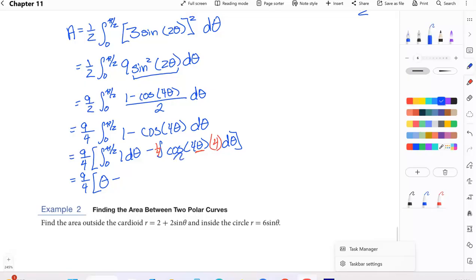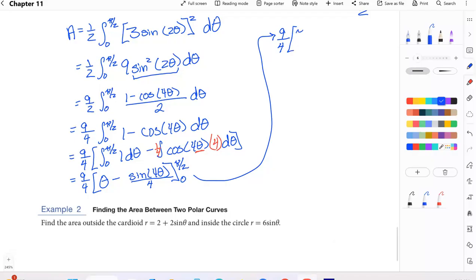So when I integrate cosine of u, I'm going to get sine of u. So that's going to be sine of 4 theta, and we need to evaluate this from 0 to pi over 2. Oh, I forgot the 1/4 right there. So I'll put that sine over 4. So theta minus sine of 4 theta over 4. Bring this up here.